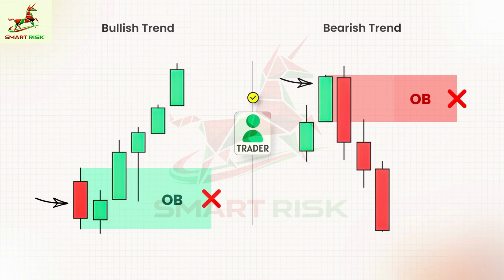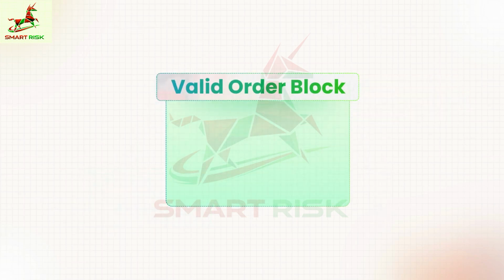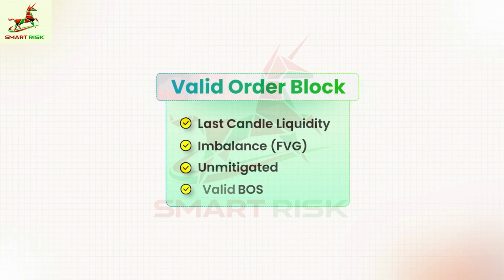Because what's happening here is you're marking order blocks without checking any of the validation criteria, the techniques and rules that separate a real order block from a fake one. If you mark order blocks this way, you'll be wrong most of the time, and your losses will pile up. So to identify a valid order block, you need to understand a set of specific rules. Let's go through them one by one.